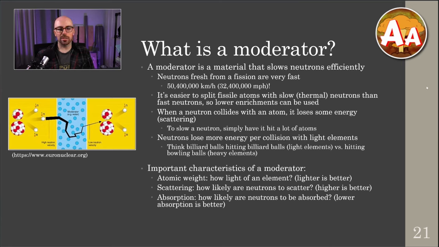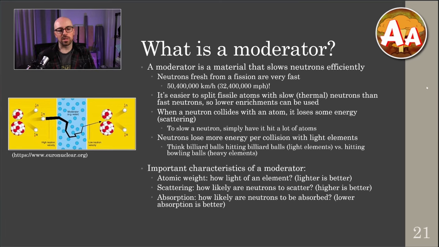So moderator: material that slows neutrons efficiently. Again, neutrons from fission are very fast. The 14,000 kilometers per second I gave earlier was on a per second basis; on a per hour basis, 50 million kilometers per hour, 30 million miles per hour. Insane speeds. And it's easier to split fissile atoms with slow neutrons, so you can use lower enrichment. That's why we use moderators.